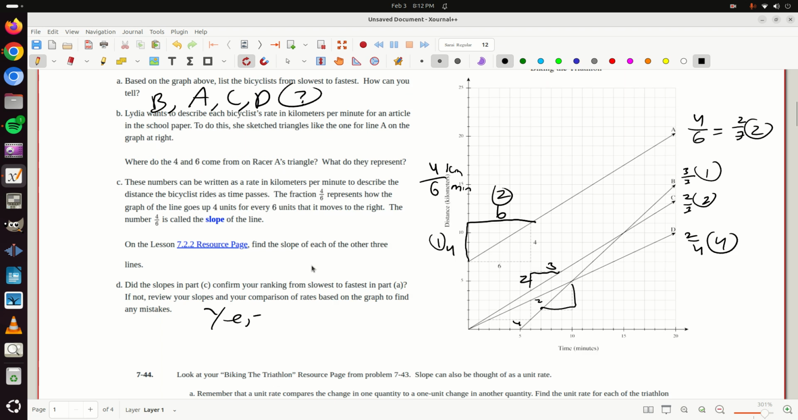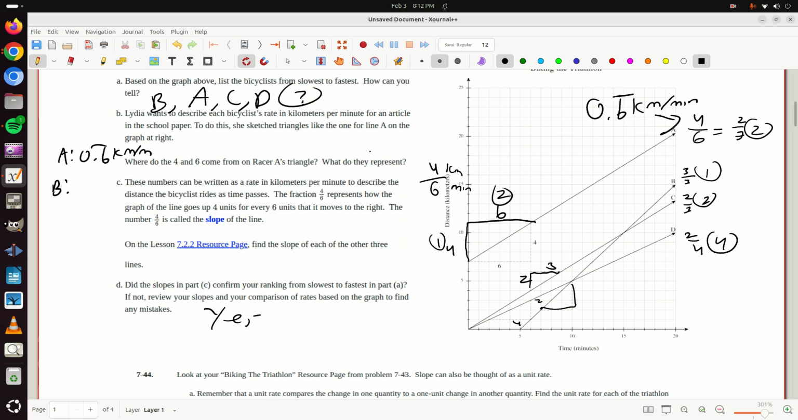Well, if I'm going to go unit rate, essentially what I'm going to do here is divide 2 by 3. And I hope we all know that if you divide 2 by 3, you're going to get 0.6 repeating kilometers a minute. That's for A. So I'll put that over here. A is 0.6 repeating kilometers a minute.